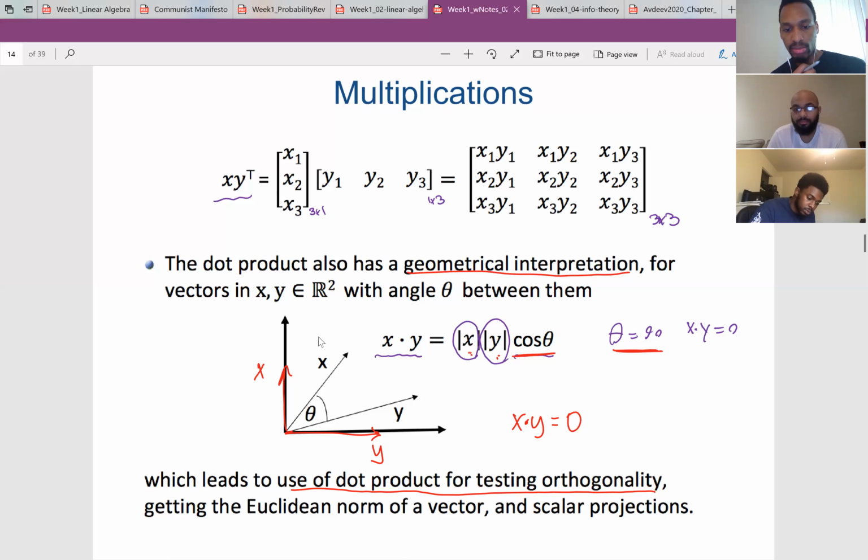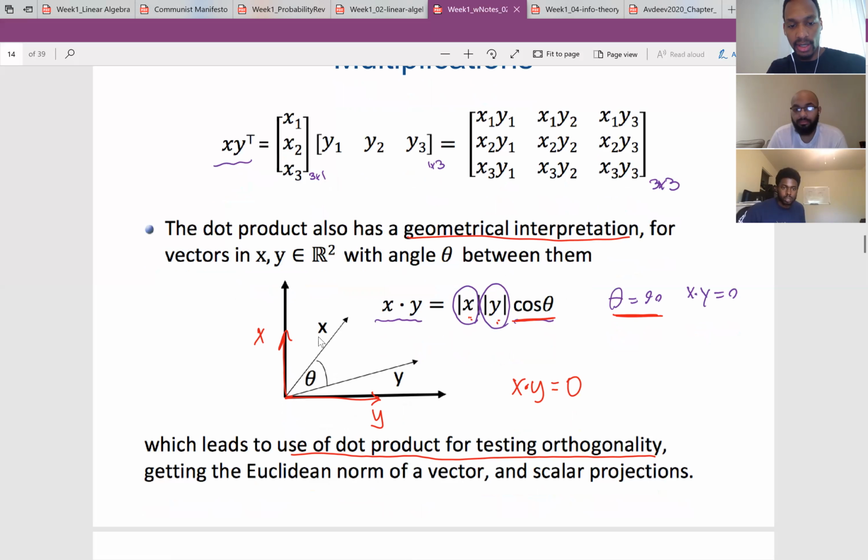So that's also useful for the Euclidean norm of vectors, and scalar projection. Basically the two norm of vectors is just doing this. It's just dot products, right? So whenever you see Euclidean norm, 2 norm, L2 norm, all the same thing.